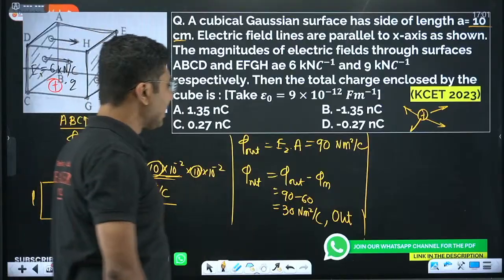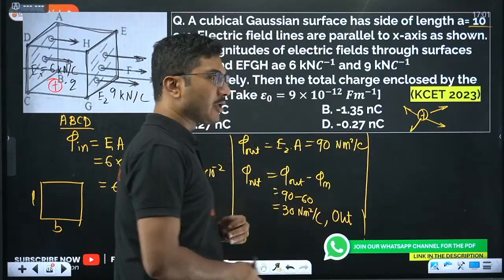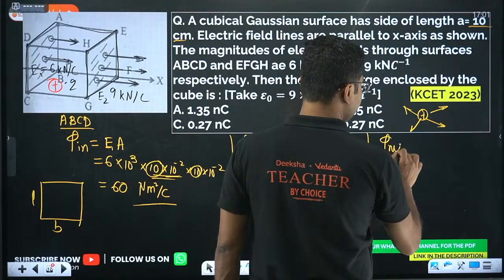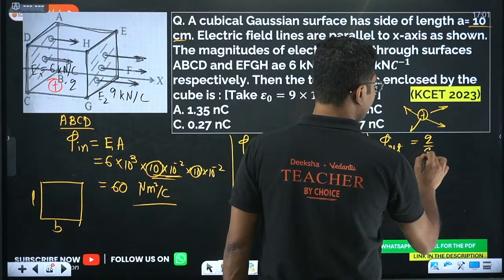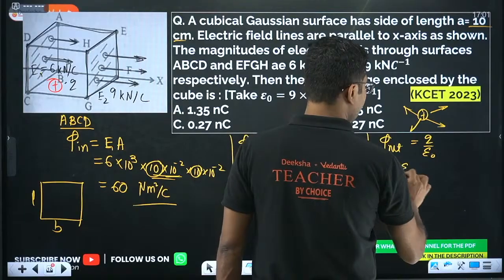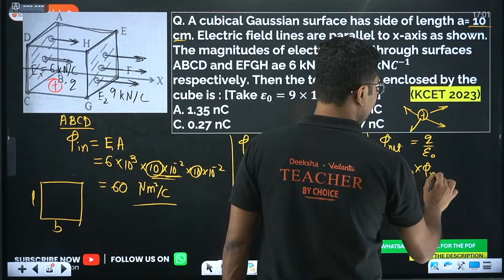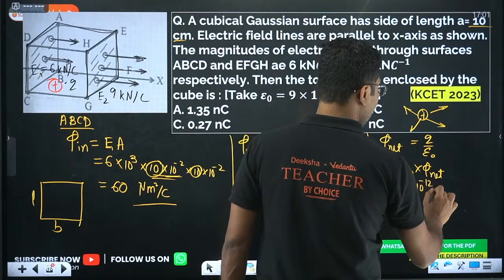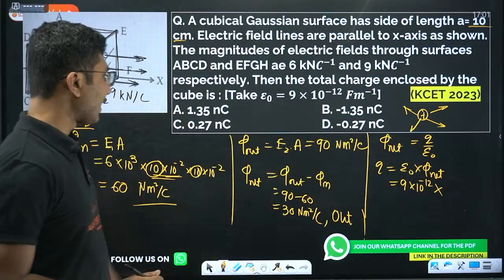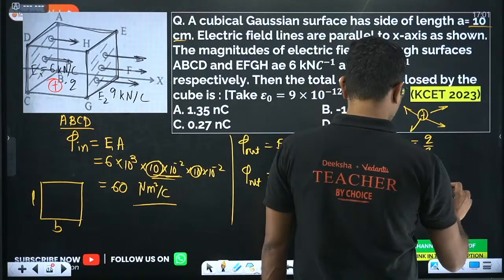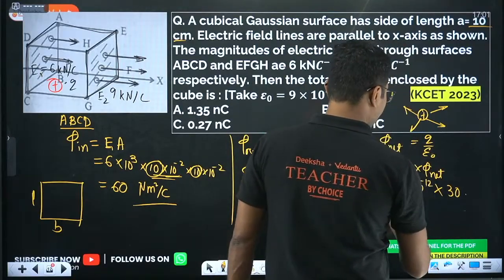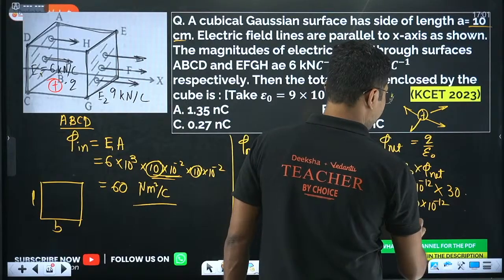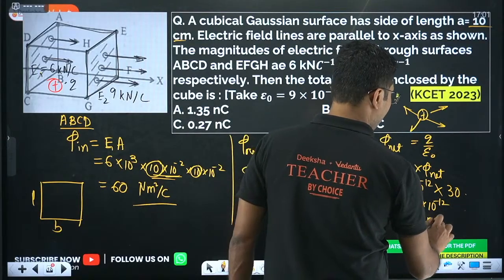Okay, now let's see. So net flux is 30 Newton meter square per coulomb. Now we apply Gauss's law, that is net flux is basically Q upon epsilon naught. So Q is basically epsilon naught into phi net. Epsilon naught value is 9 into 10 to the power of minus 12, given in the question, and we have calculated net electric flux is 30. So it will be 270 into 10 to the power of minus 12 coulomb.